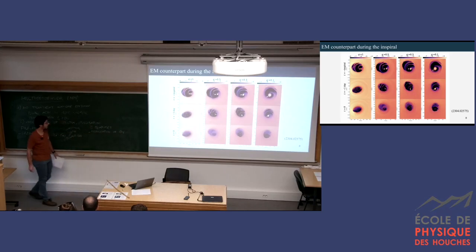Why? Intuitively, you can think of this as a Doppler effect. Imagine that you're looking at the binary edge-on. You have the two black holes orbiting around each other, so one of the black holes is receding from you and the other is approaching you. And this basically leads to a modulation of the electromagnetic counterpart.